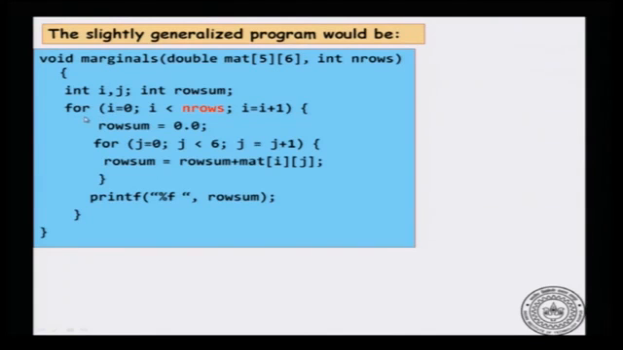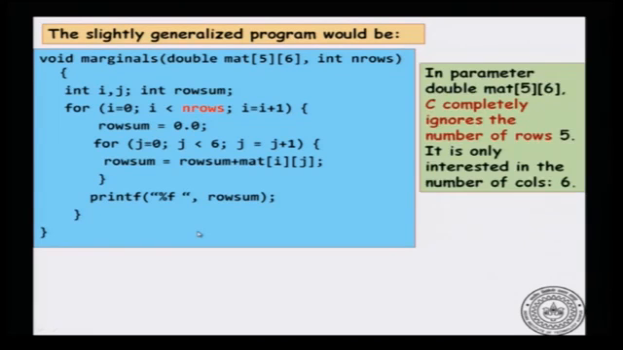And then for i equal to 0, earlier I would go from i equal to 0 to 5 because the matrix had 5 rows, but now I will just say I will go up to n rows. Okay. And the logic is the same as before, nothing else changes. So, here is the strange thing: C completely ignores the number of rows.